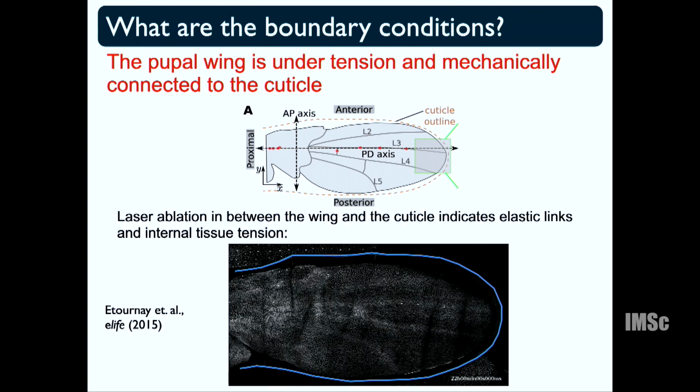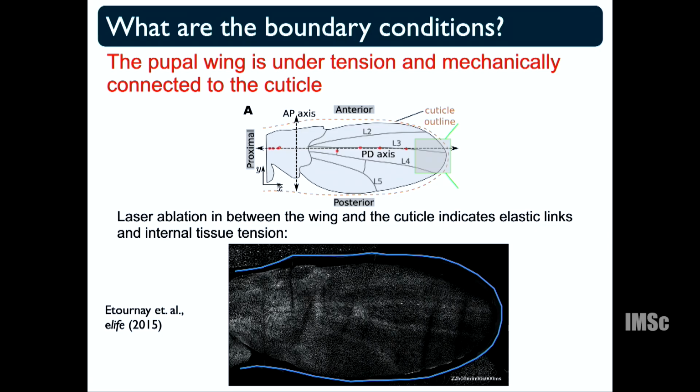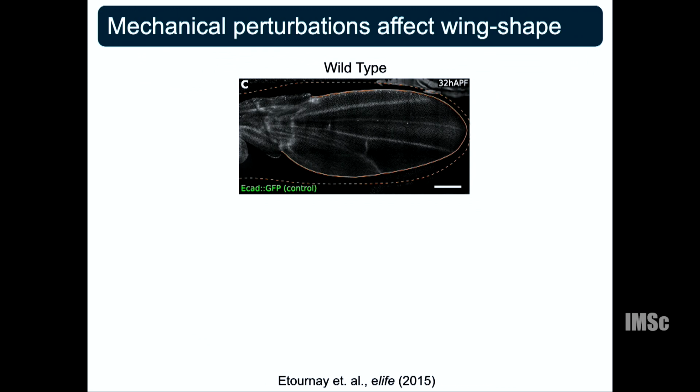So how to verify that? The springs are not fluorescently labeled, they are in this dark region, so you can make a laser cut there. For some reason this movie is not working, so I will play it. If you make this cut here, you will see that this part of the wing shrinks faster because there are no boundary conditions. It's a free surface. Let's see.